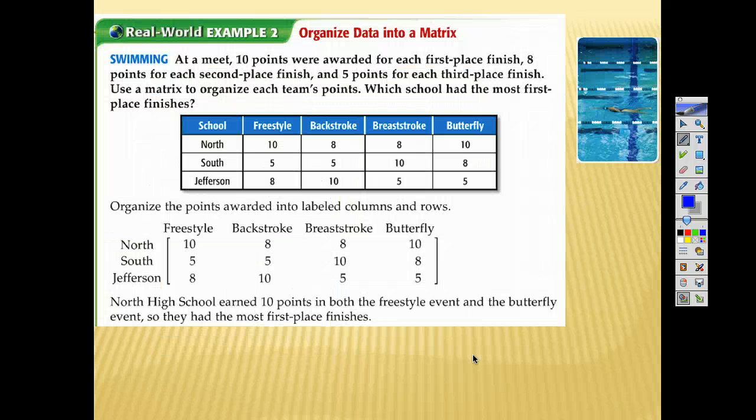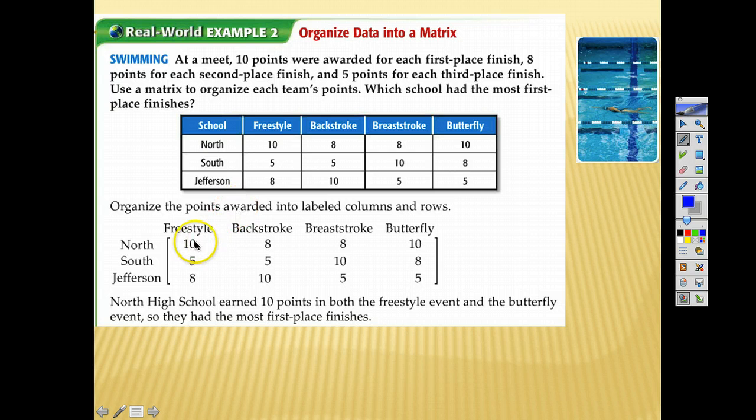All right, welcome back. So we are now looking at real world example 2, organize data into a matrix. Swimming. At a meet, 10 points were awarded for each first place finish, 8 points for each second place finish, and 5 points for each third place finish. Form a matrix to organize each team's points. Which school had the most first place finishes? So here's a list of the schools. Here's a list of different swim styles.